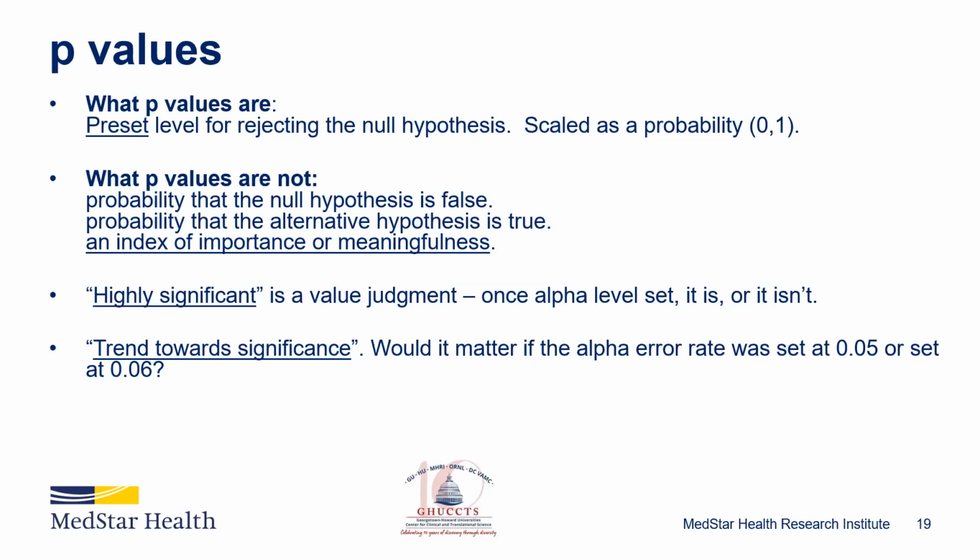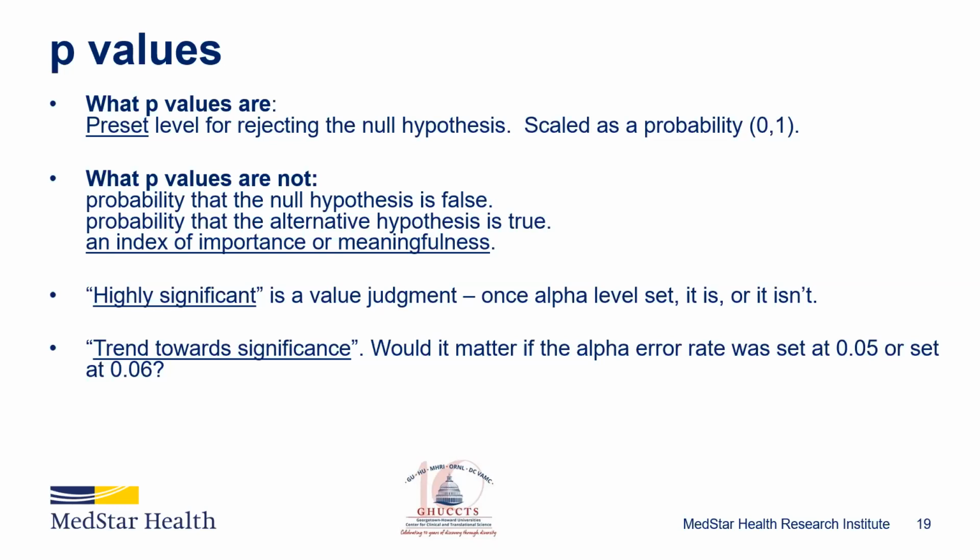What is typically meant when people talk about something being highly significant is that the p-value is really small. What is really meant by that is that there's a very small probability that the difference you found or the statistic that you found could have occurred just by chance or random sampling variability. Another term that you often see in the literature is a trend towards significance.